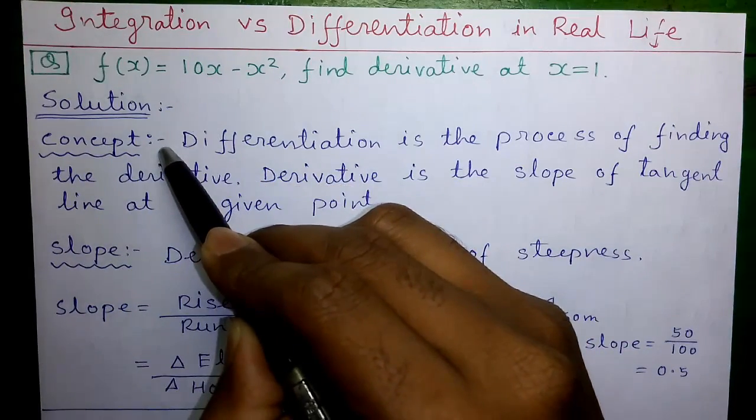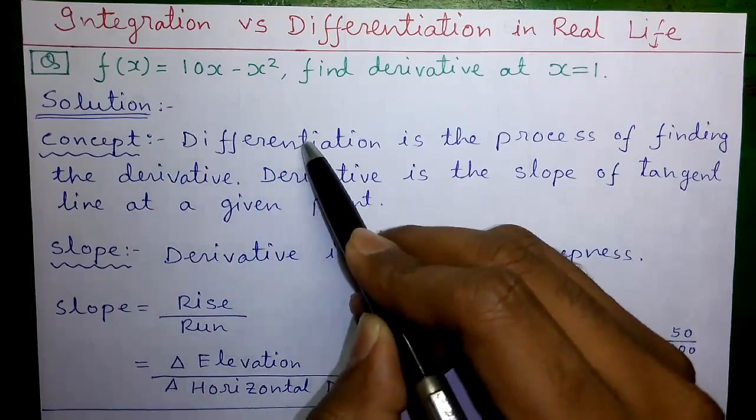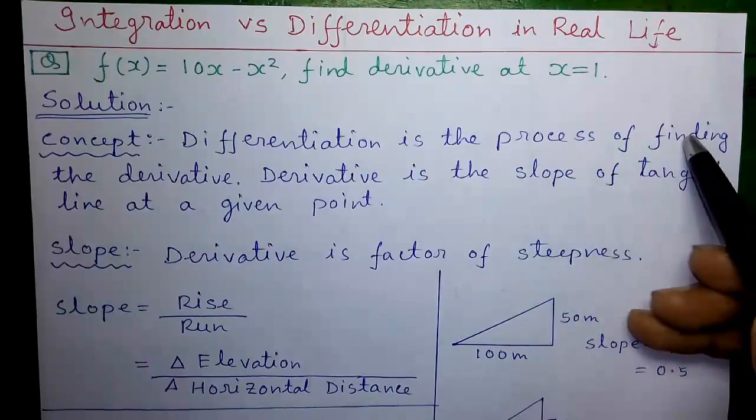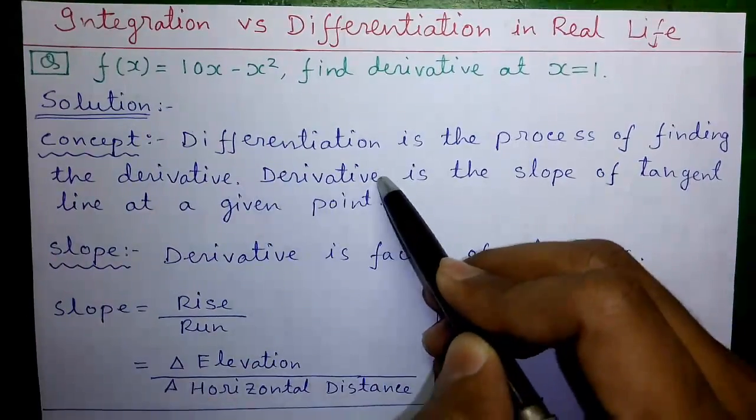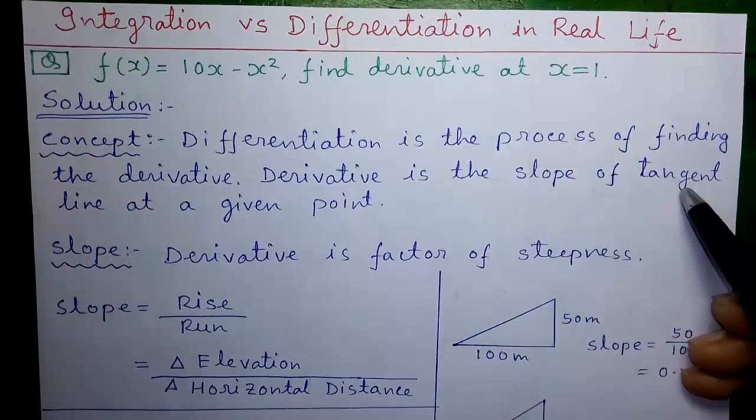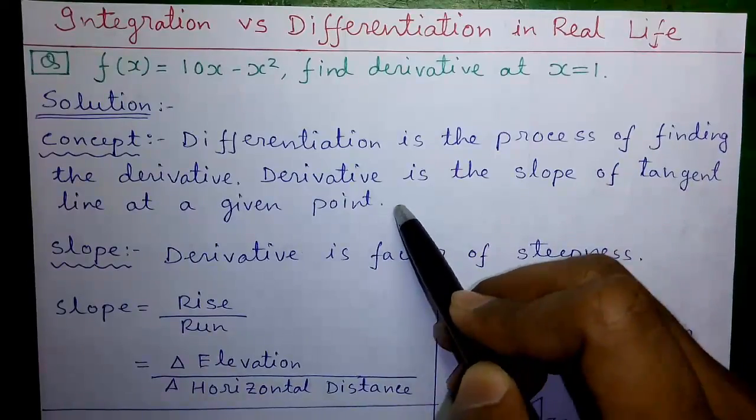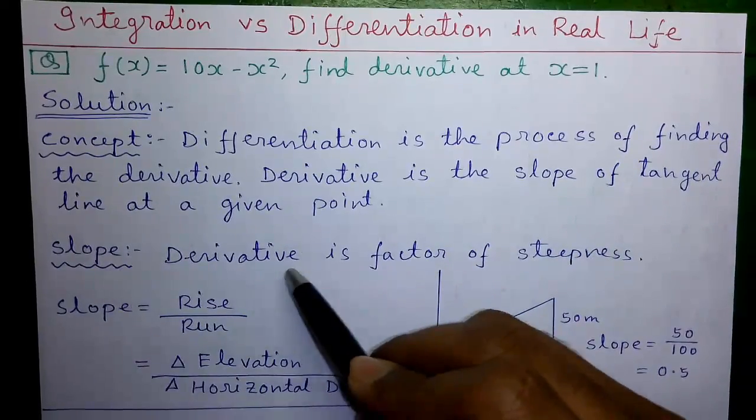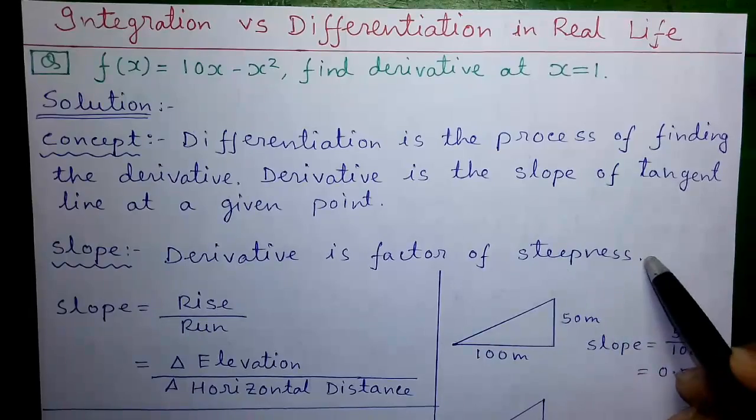You may have heard about the terms differentiation and derivative. So what is the difference? Differentiation is the process of finding the derivative, and derivative is the slope of a tangent line at a given point. Derivative is also a measure of steepness.